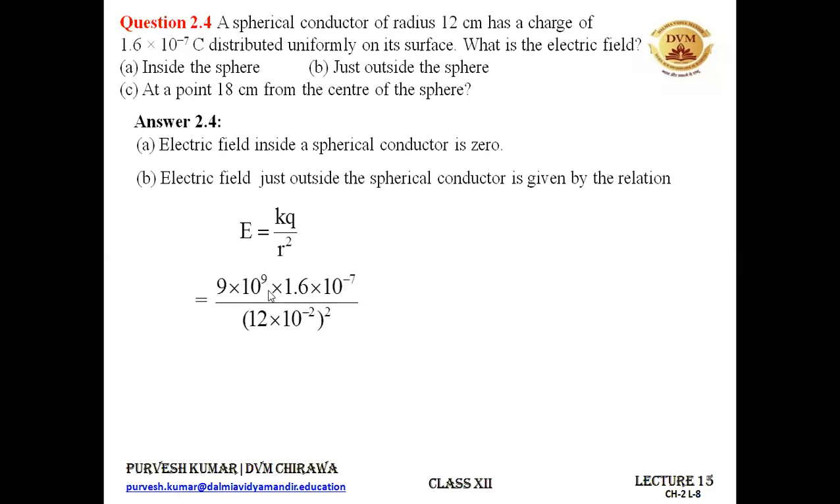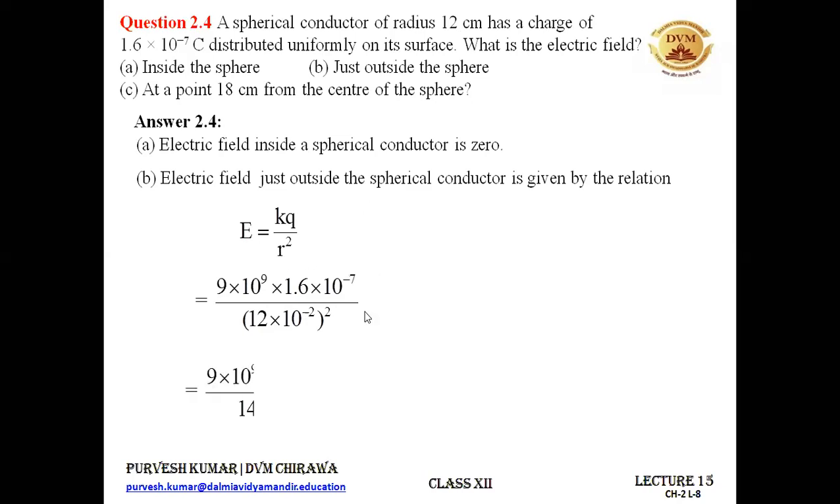K is 9 into 10 to the power 9. Q, the value is given 1.6 into 10 to the power minus 7. And r is 12 centimeter. You have to square it after converting it to meters. So 12 into 10 to the power minus 2 with a square. First, I have converted this 12 centimeter into meters by multiplying it by 10 to the power minus 2, and then I have taken a square of it because r square is there in the formula itself.